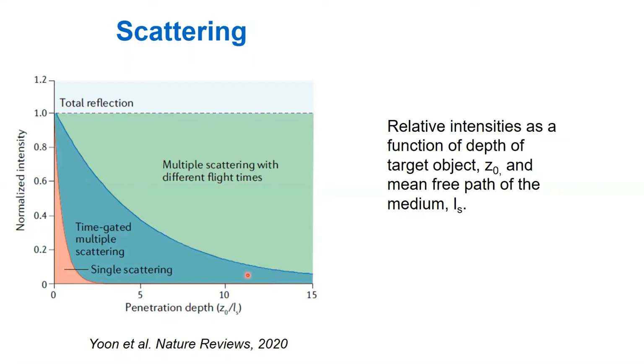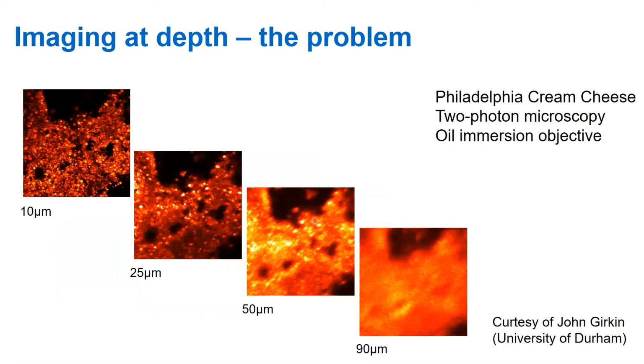But as we go deeper into our sample, the signal that we detect becomes more and more dominated by these multiple scattering events and events that have occurred at different times of flight and from different parts within our sample. And that creates a background that gets in the way of us finding the signal we're interested in. I just wanted to show you this image as well, because I think this is a really good way of highlighting the problem.